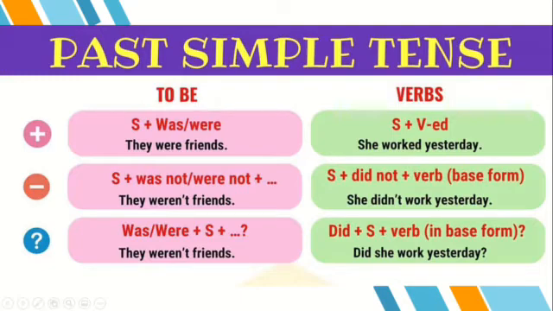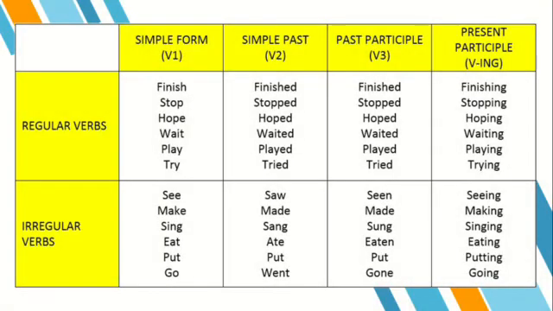The answer will be yes, she did, or no, she did not, or she didn't. Let's see the modification of the verb. The verb for the second form, or simple past, or past form of the verb, can be divided into, actually all the verbs can be divided into two. The first is regular verb, and then irregular verb.